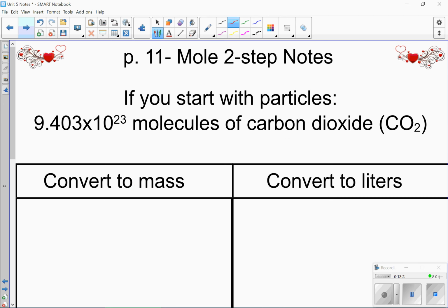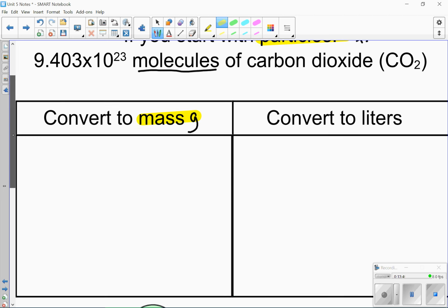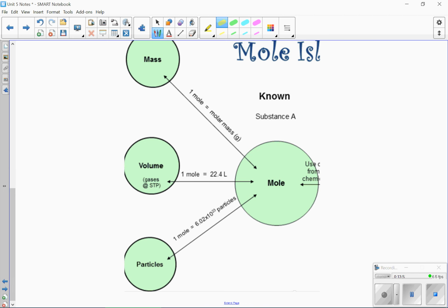Last option is this time maybe we start with particles. Remember, particles, you've got a couple of different options. Particles might mean atoms. Particles might mean molecules, or particles might mean formula units. They all kind of count the same. So see, in this example, we've got molecules, right? And it wants me to take those molecules and turn them into mass. Remember, mass means grams. So we're going to look at those 2 islands. I've got particles and mass. So particles down here, mass for grams way up here. So 1, 2 steps for my fences.